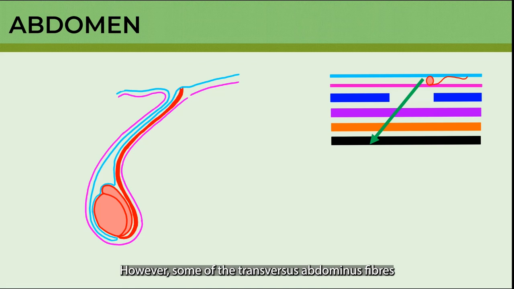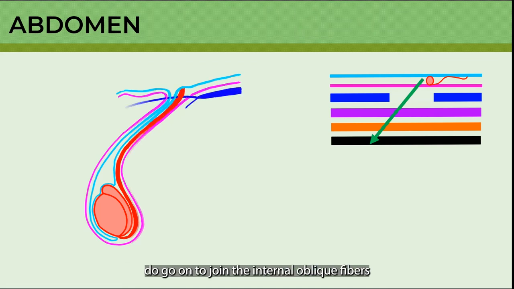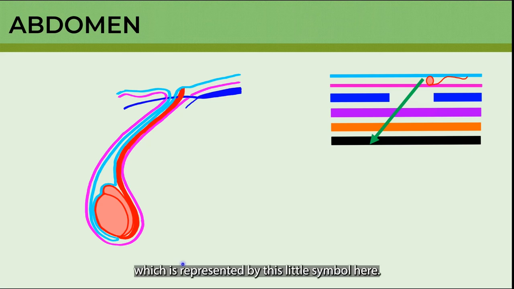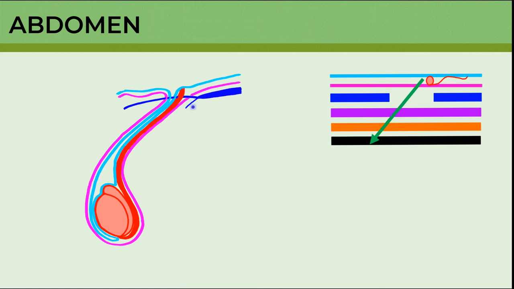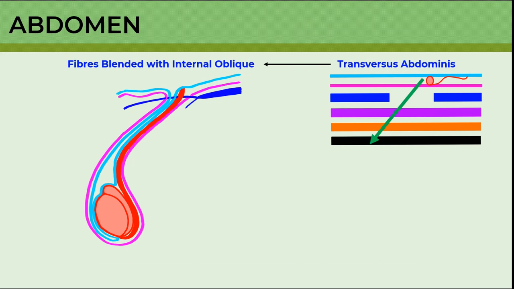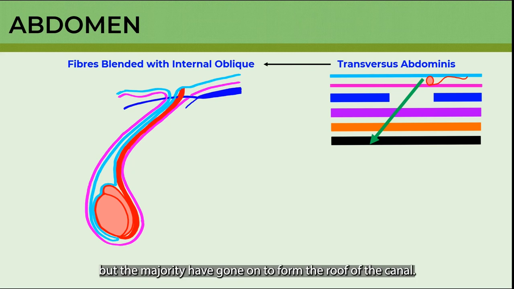However, some of the transversus abdominis fibres do go on to join the internal oblique fibres, which is represented by this little symbol here. So the TA fibres, the transversus abdominis fibres, that enter the inguinal canal are blended with the internal oblique fibres, but the majority have gone on to form the roof of the canal instead of getting involved with the testes.